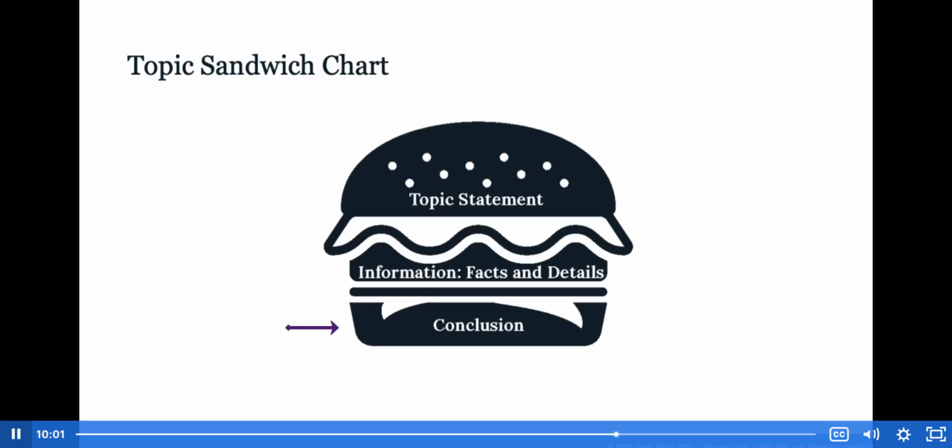And the conclusion is like the bottom slice of bread. It's the ending, which often repeats the topic. The topic statement and the conclusion state the topic and they hold everything together. When you write your informative paragraph, you will use this structure, so you might want to pause and jot down the image in your journal.